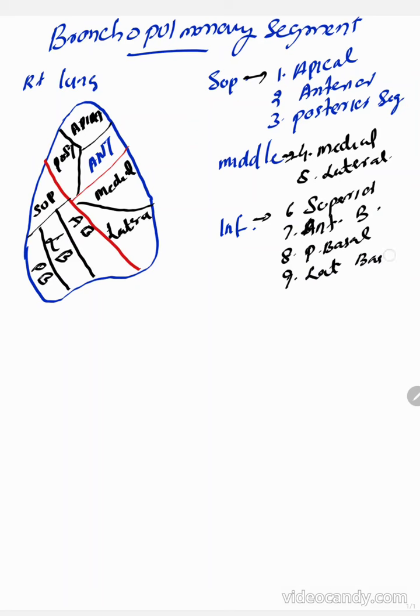Then total how many are there? 10. Where is the other one? One is missing. No, this is the lateral surface of the lung. So the 10th one is the medial basal. Where can you see the medial basal? On the medial aspect. So now we have drawn the 10 segments of the right lung.